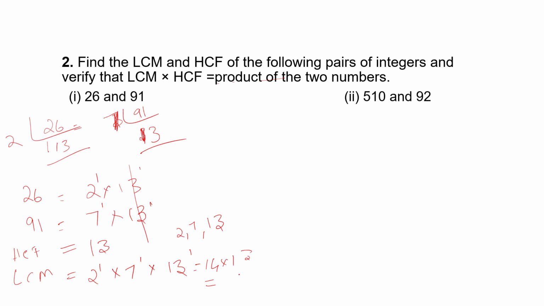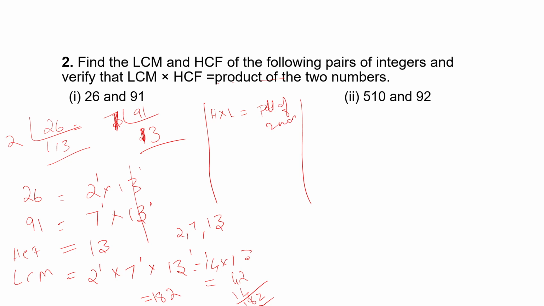Yes, so 13 into 14, 2 into 7, 2, 1. So 182. So the LCM is equal to 182. Okay, so now we have to verify the other one. HCF into LCM is equal to product of two numbers.